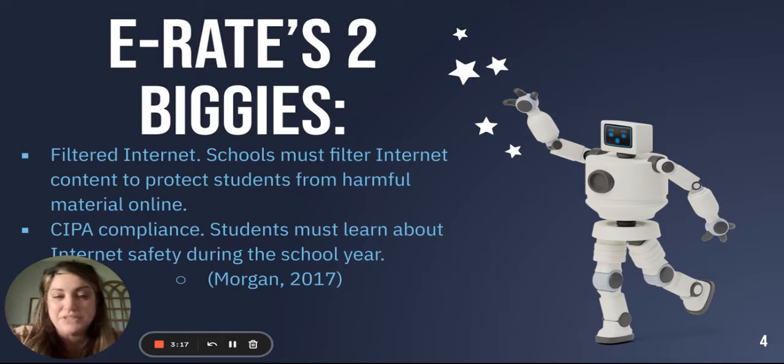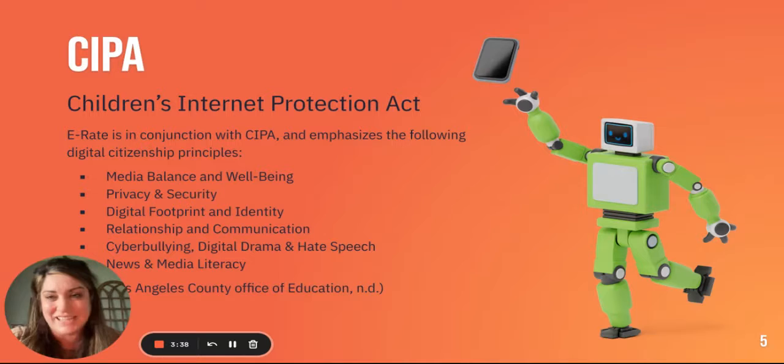Schools must filter internet content to protect students from harmful material online. So it can be weapons, but it can also be risky pictures and different things with curse words in it and stuff like that. Also, CIPA compliance. Students must learn about internet safety throughout the school year, and we'll talk a little bit more about CIPA in just a second.